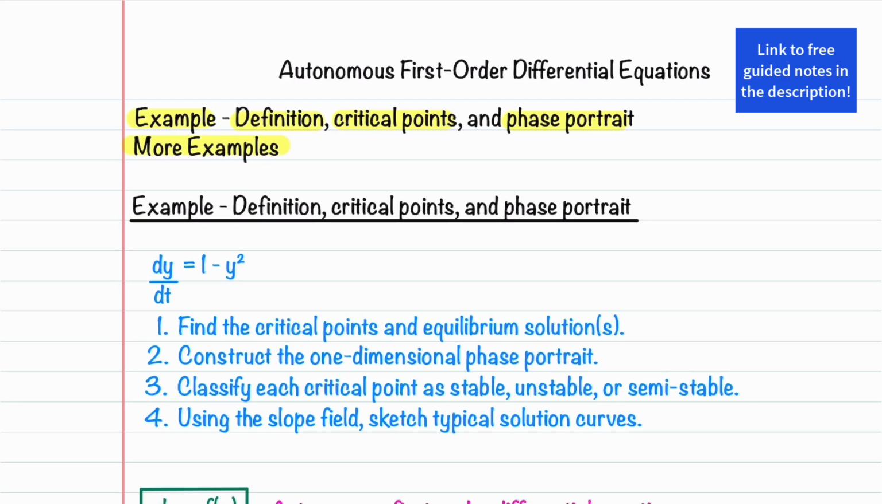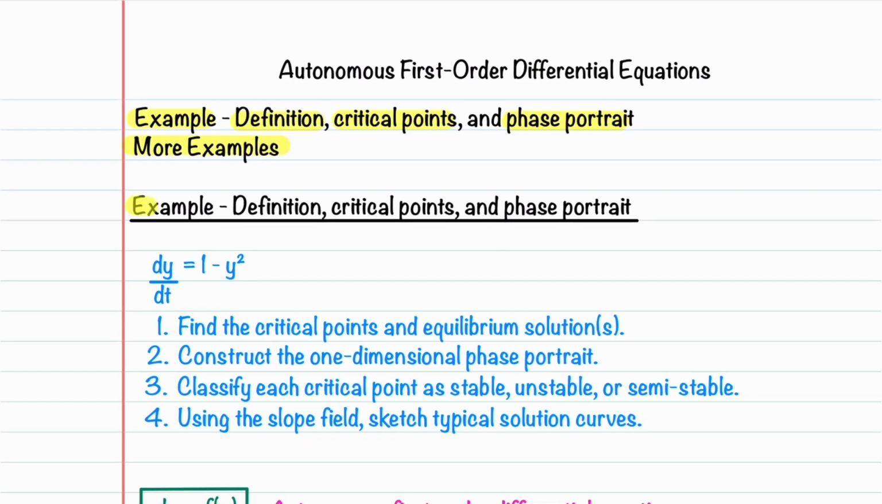Let's get started. Let's look at the autonomous differential equation example, dy/dt is equal to 1 minus y squared. When you're given an autonomous differential equation, there's a few things you're usually asked to find, and we'll go through these one at a time.